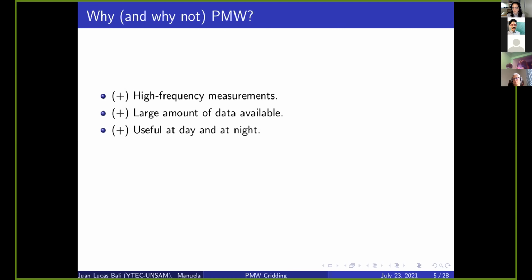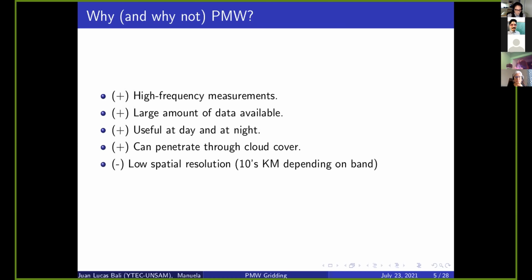It's useful in day and at night, which is not something that is a problem with optical images. It can penetrate through cloud cover. The bandwidth of the microwave signal can penetrate, well, essentially, through clouds. But there are some problems.